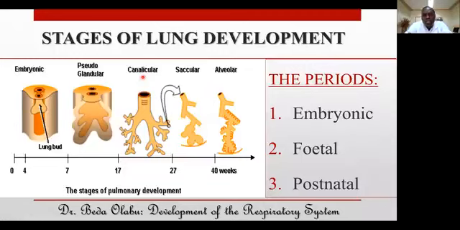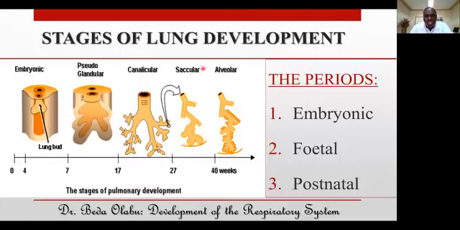Apart from that, during the canalicular stage, we also form the respiratory bronchioles. Remember, this is generation 17 to 19 of airway division. So the 17th to the 19th generation of airway division appear during the canalicular stage of development.